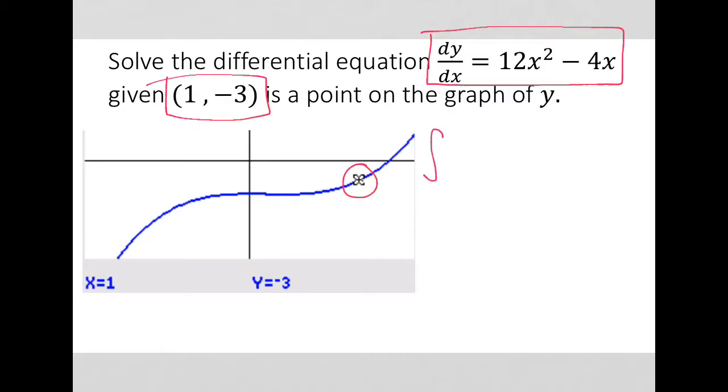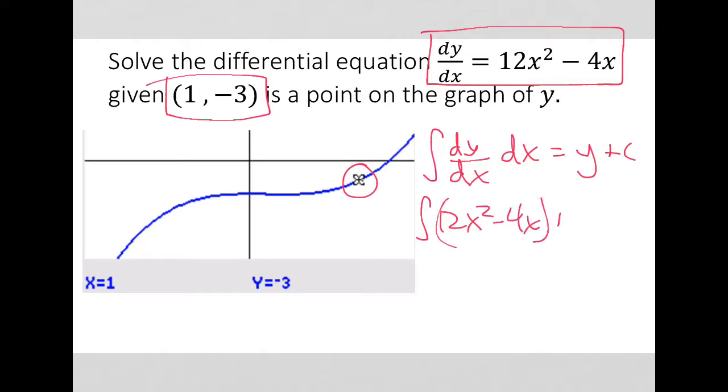So real quick, think about what we're doing. We're integrating dy over dx with respect to x, which means I will get my function y plus some constant of integration, which I will then need to figure out. So I'm going to integrate this function, 12x squared minus 4x dx right there. So I'm going to get 12x cubed over 3 minus 4x squared over 2 plus c.